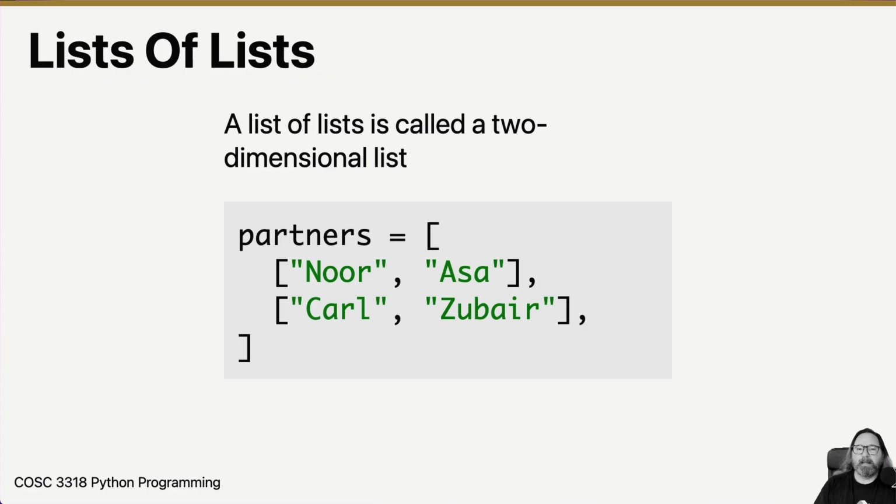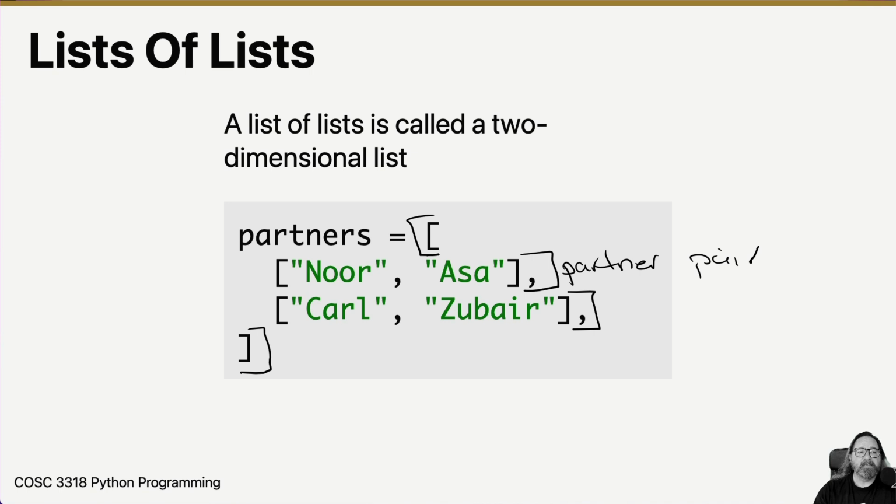Let's say I wanted to pair everybody up in the class. I could go through and create a list of lists, because each element in this list is a set. These are partners, right? These are a pair of people inside the list. So I've got two sets of partners. And then this outside list is the list of all partners. So this is a list of lists.